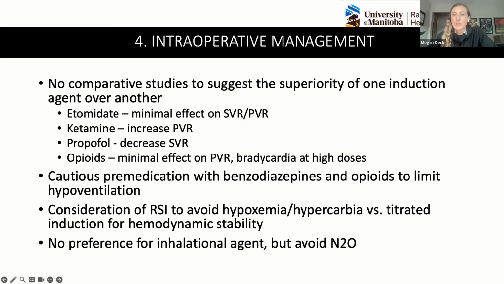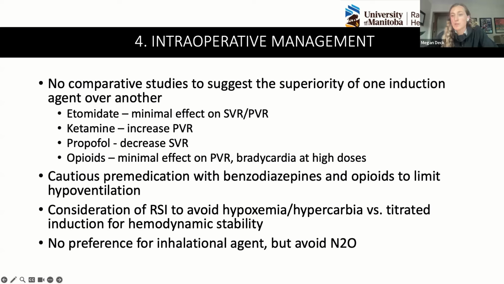In terms of induction agent choice, while there are no comparative studies to suggest the superiority of one induction agent over another, core hemodynamic principles, including the avoidance of hypotension and maintenance of contractility, should be considered. Etomidate is a reasonable option as it has minimal effect on systemic and pulmonary vascular resistance, as well as heart rate and contractility. It remains controversial to some extent given its risk of adrenal cortical suppression, and as such, prolonged infusions or repeat doses should be avoided.